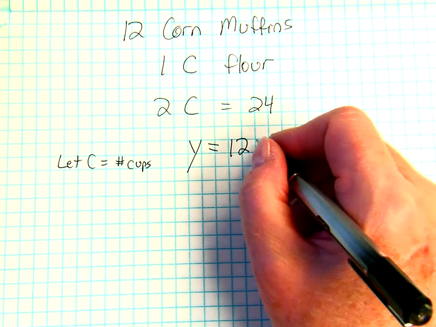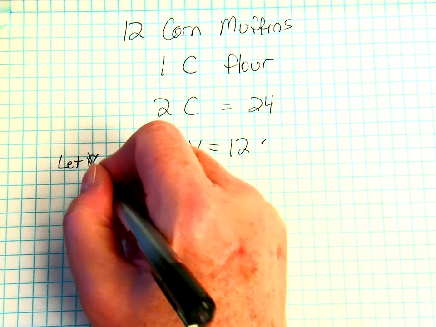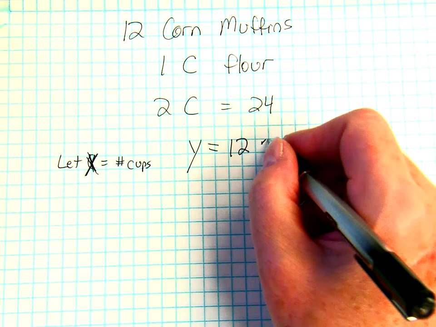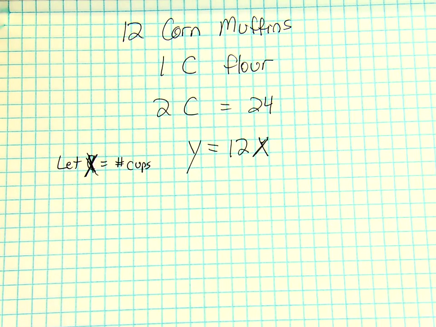So my equation is going to be y equals 12 times x. I could have said 12c, but we'll just keep it simple and let x equal the number of cups. So y is equal to 12x. 12 is my constant, and so it's kind of easy to put these word problems together also.